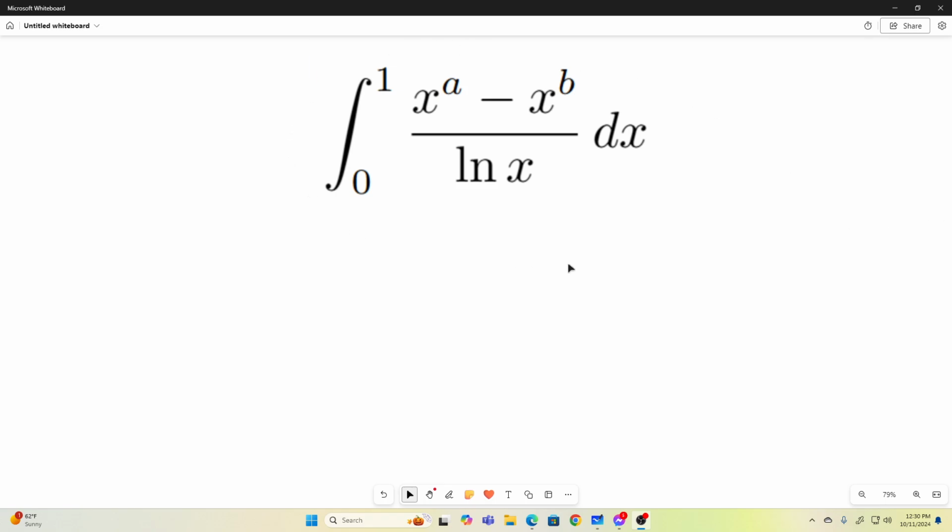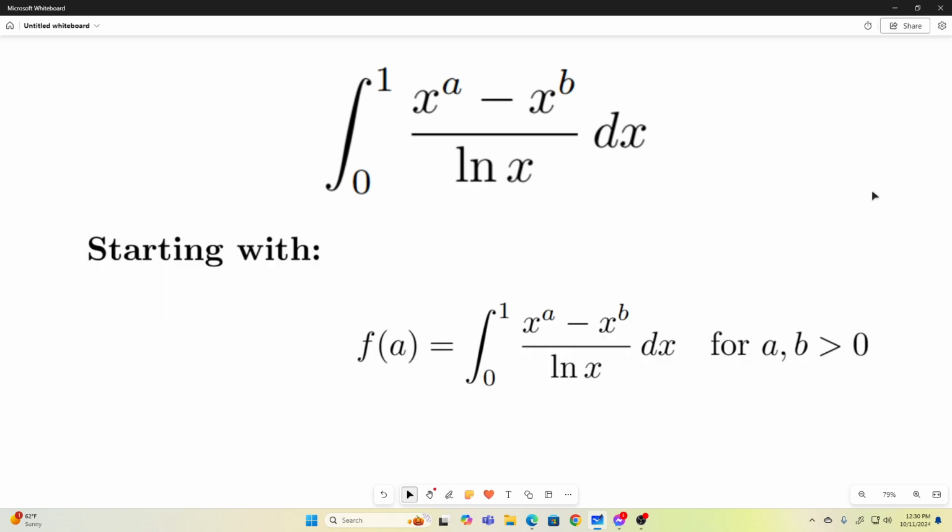Today we're going to be developing a new integral formula for this integral right here. And we will be using the Leibniz rule for differentiation under the integral sign, of course. All right, so let's get started.